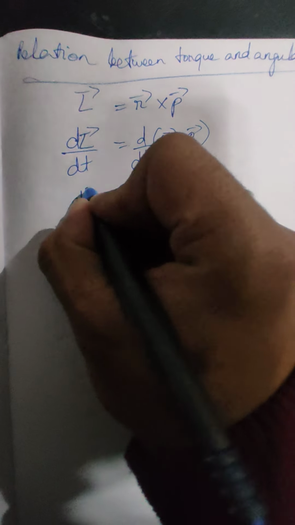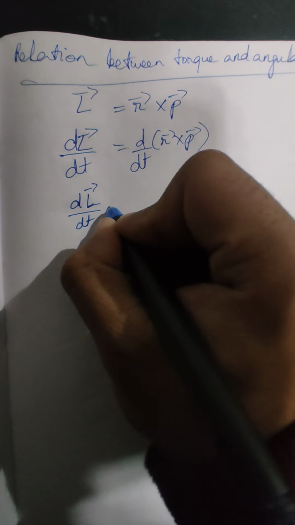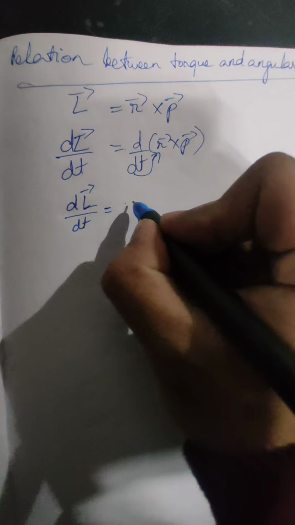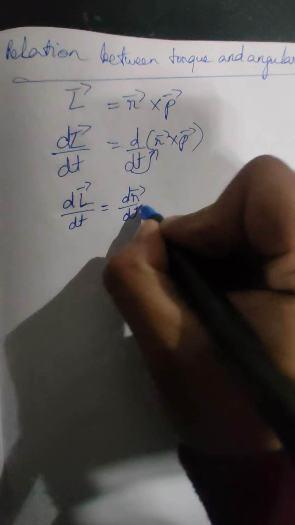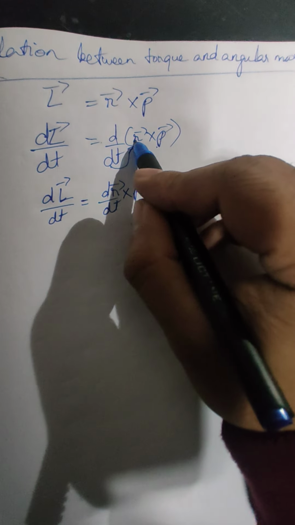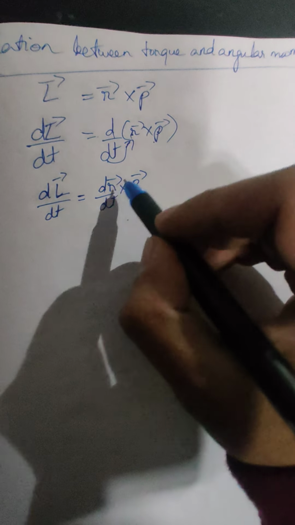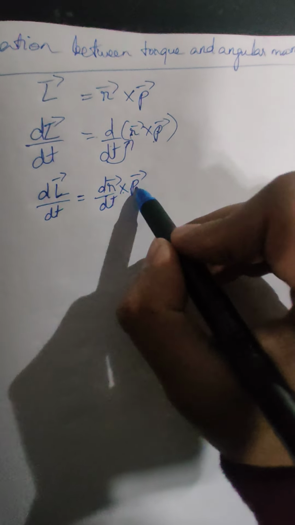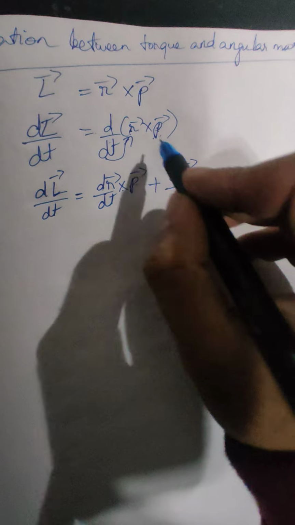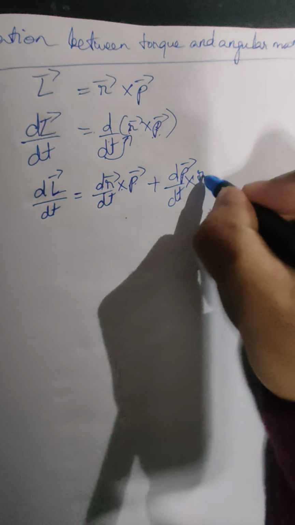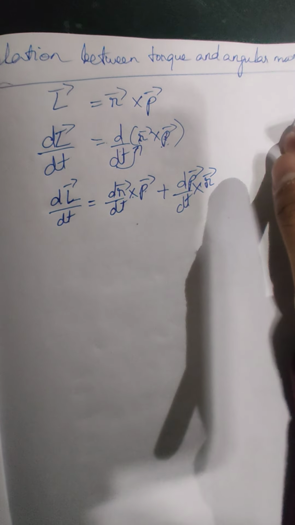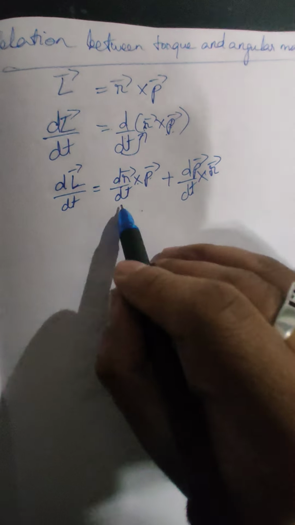So the next step will be dL/dt, the differentiation of the first term, okay? First we will differentiate the first one, dr/dt, into the second. Using the product rule: differentiation of the first term into the second, plus differentiation of the second term, dp/dt, into the first term, okay? That is just the simple formula for differentiation of a product of two variables. Now what is dr/dt?